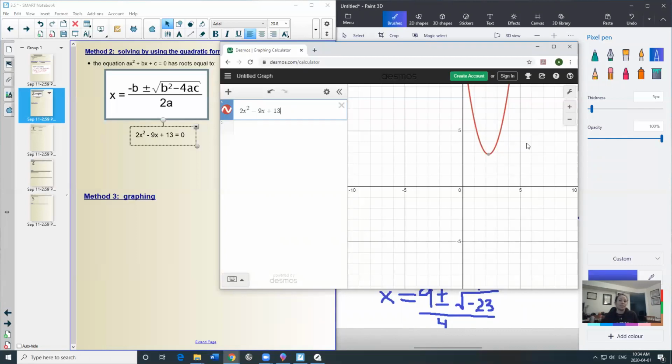You can't solve this. So the reason we ended up with a negative under the root sign is because there is no solution. There are no x-intercepts. And when you look at the graph, it doesn't cross the x-axis, so there are no solutions or no roots or no x-intercepts to this equation. Okay.